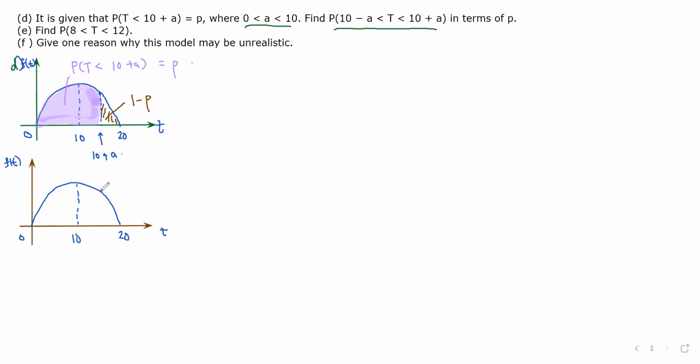Okay, that is 10. So if this part is 10 plus a, this 10 plus a is a units away from 10, then 10 minus a is a units away from 10 as well. What we are required to find is the area of this shaded region here. This shaded region will give us the probability that t is in between 10 minus a and 10 plus a. That is what we want to find.